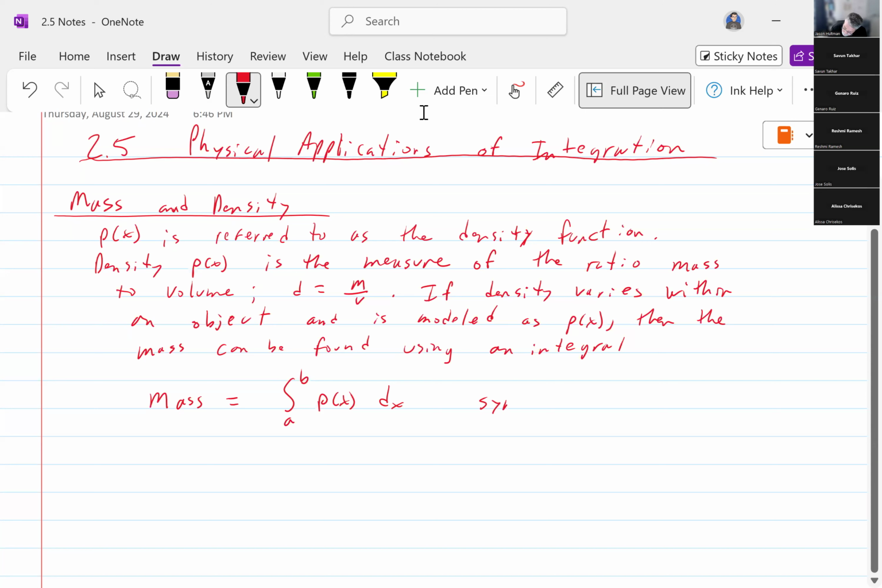So this is synonymous to M equals the integral of the density dV. We're taking the density over this volume, integrating the density function over an area, and it gives us the mass.